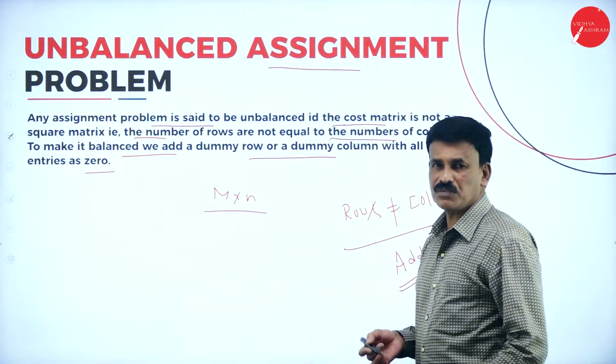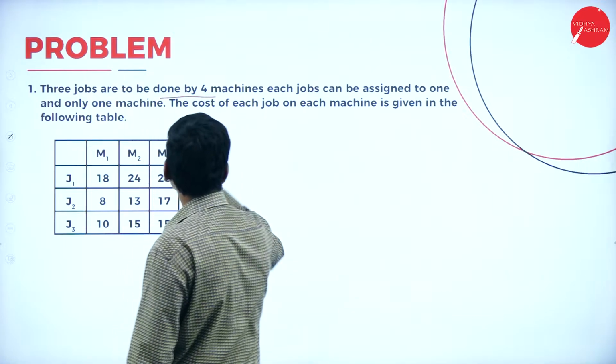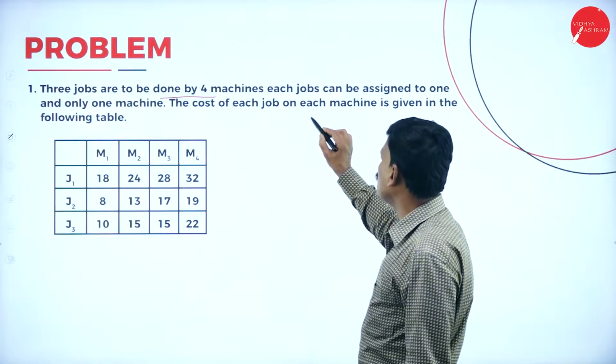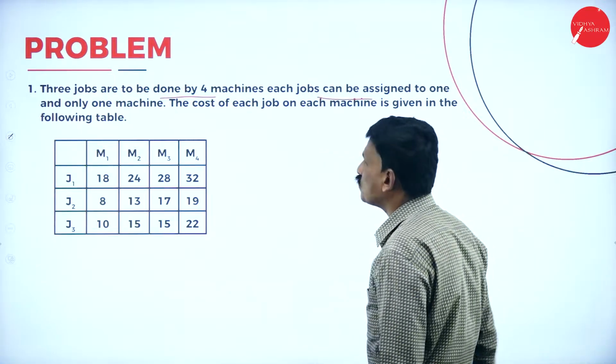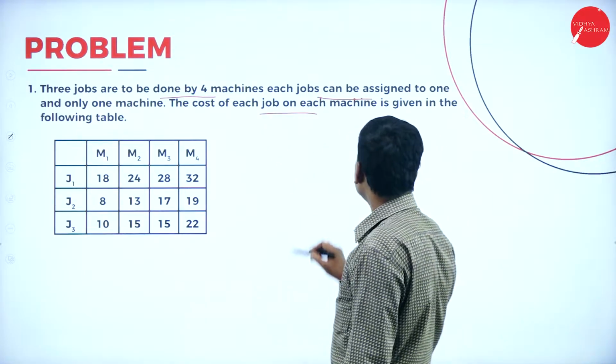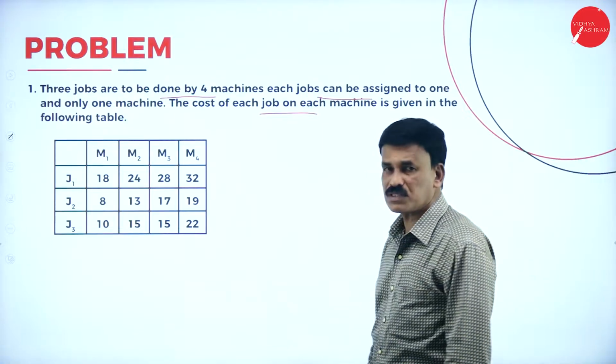Now let us start with an example. 3 jobs are to be done by 4 machines. Each job can be assigned to one and only one machine. The cost of each job on each machine is given in the table. Now we have to find the least cost for this.